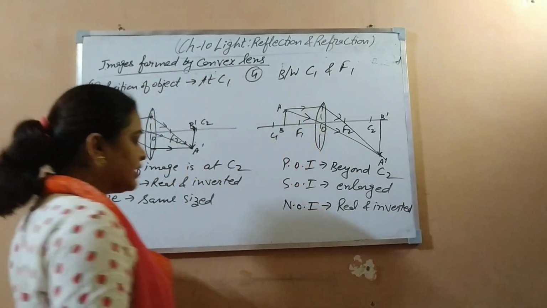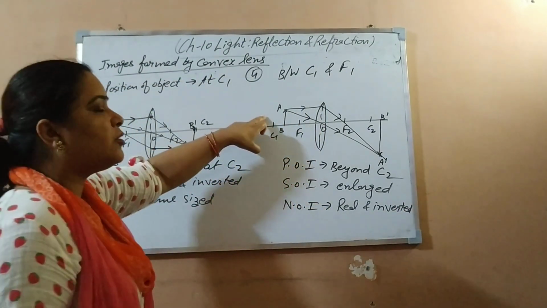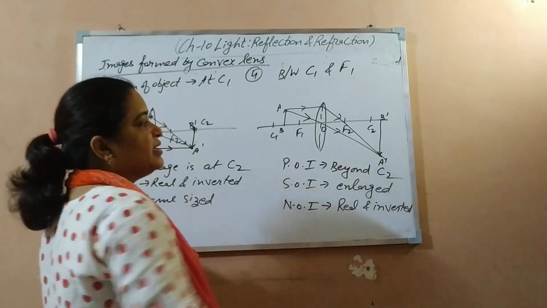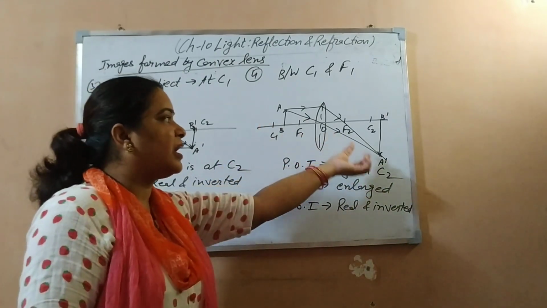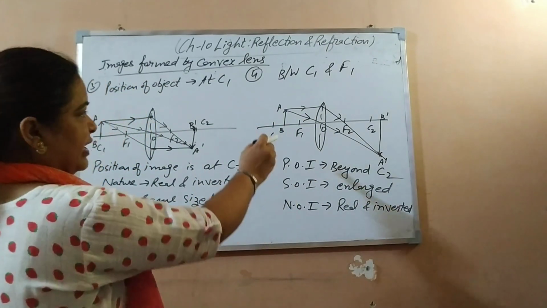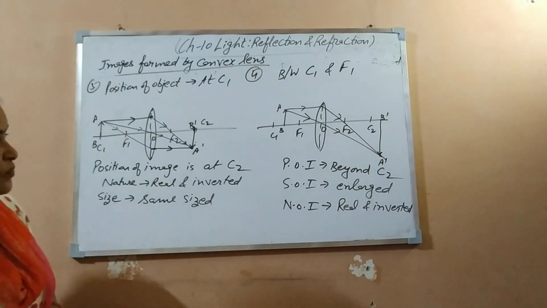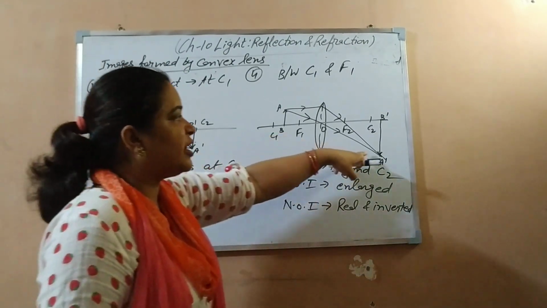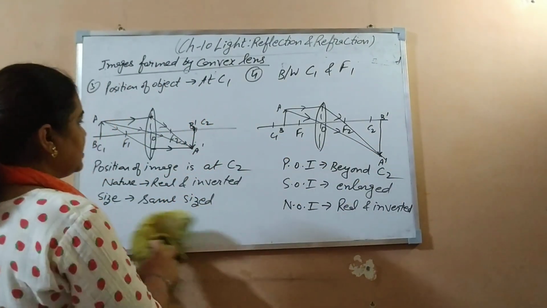Means instead of an object, in the laboratory we can take an optical needle or a lighted candle on an optical bench. Then when we do these cases, we observe the needle image enlarge or diminish, depending on the position of the candle or object. So whenever the object is between C1 and F1, we get the image beyond C2 and it becomes enlarged.